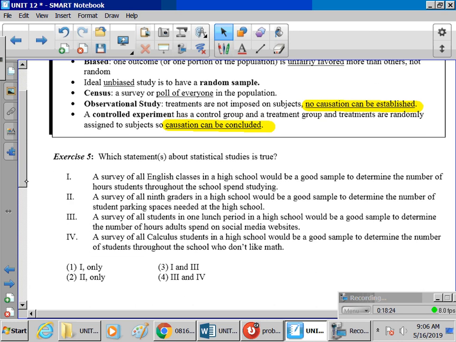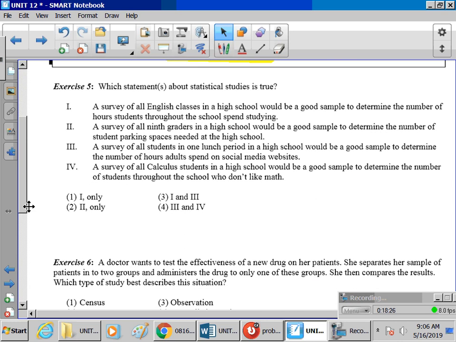Exercise 5. Which statement about a statistical study is true? 1: A survey of all English classes in a high school would be a good sample to determine the number of hours students throughout the school spend studying. Okay, I forgot the word students. All right, does that sound good? I think that sounds okay. Everybody takes English. It's kind of like the supermarket, right?